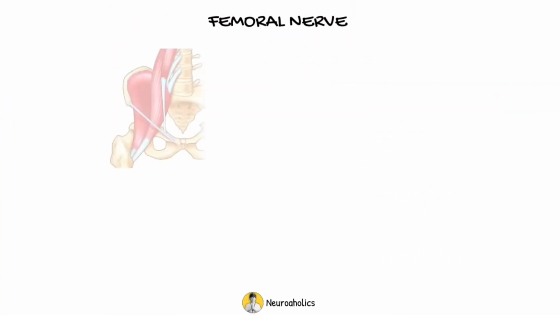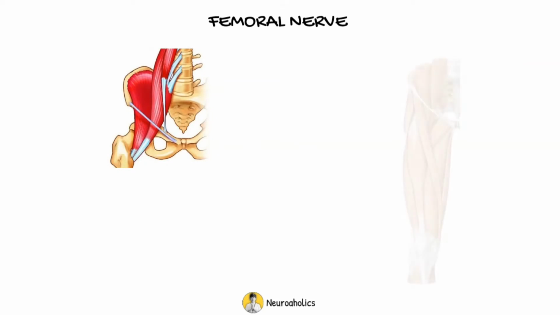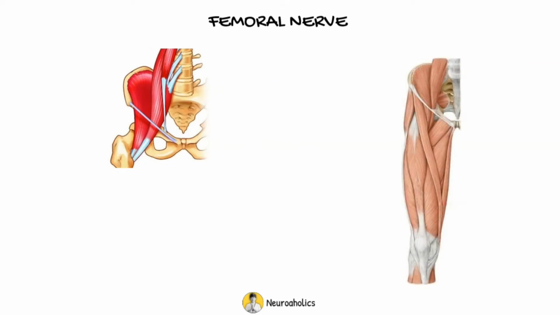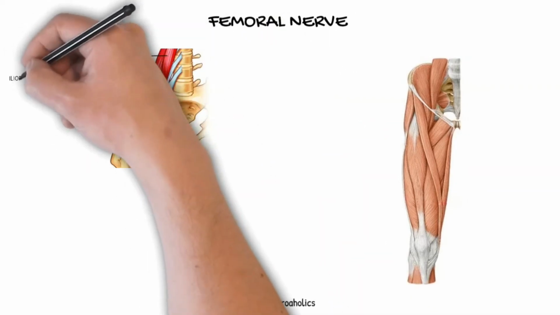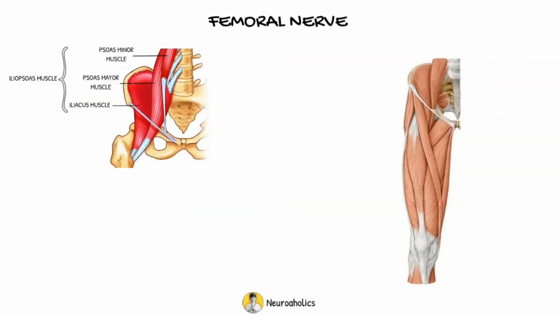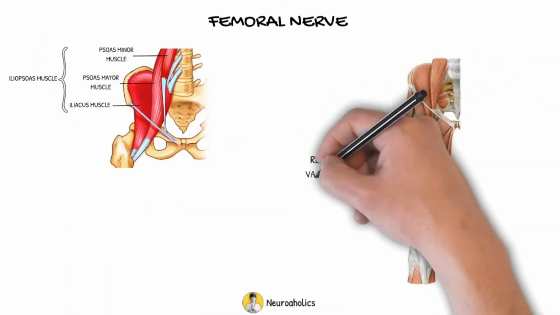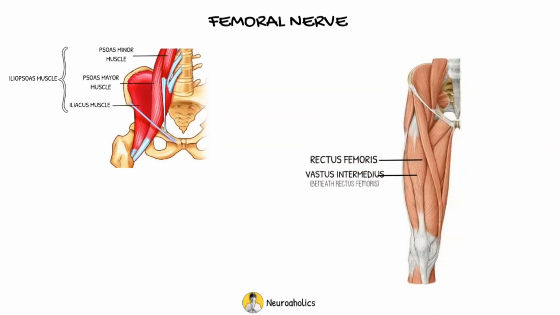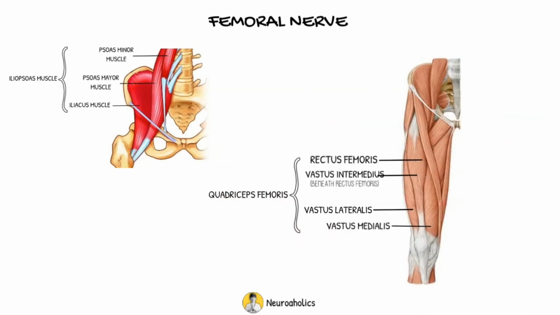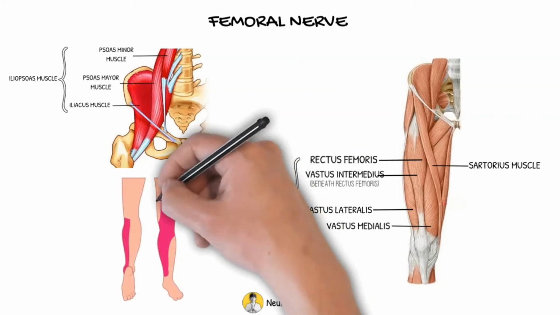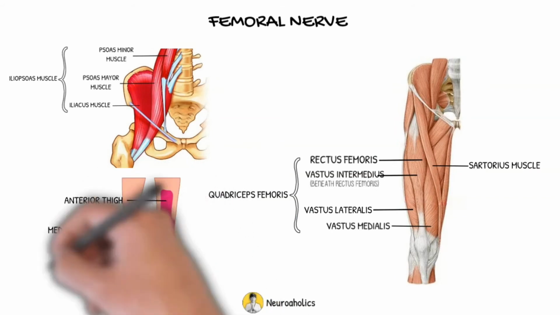The femoral nerve receives input from L1 to L4. It innervates the iliopsoas, quadriceps femoris, and sartorius muscles. The iliopsoas is built up from psoas minor muscle, psoas major muscle, and iliacus muscle. Quadriceps femoris is built up from rectus femoris, vastus intermedius, located beneath the rectus femoris, vastus lateralis, and vastus medialis. Lastly, the sartorius muscle. The femoral nerve is responsible for hip flexion and knee extension. Sensory loss is limited to the anterior thigh, medial leg, and foot.